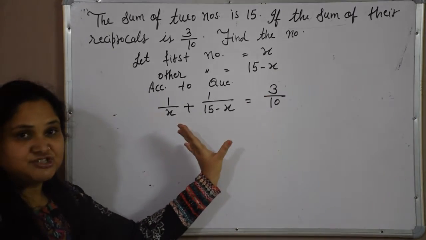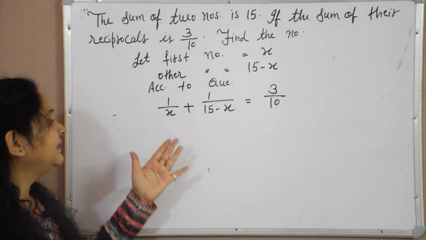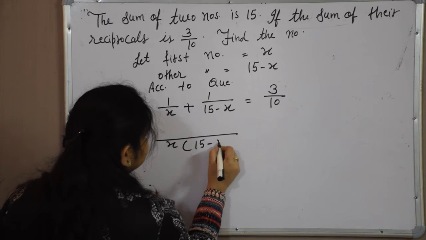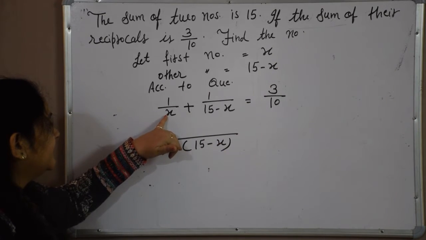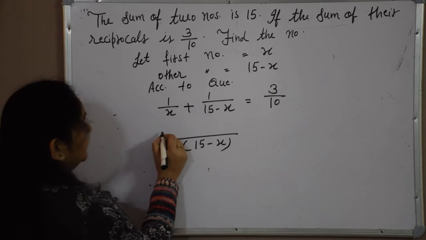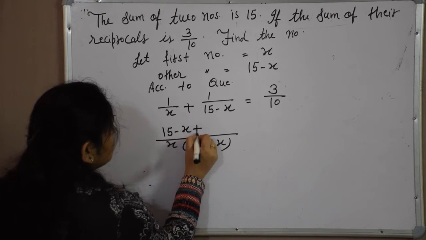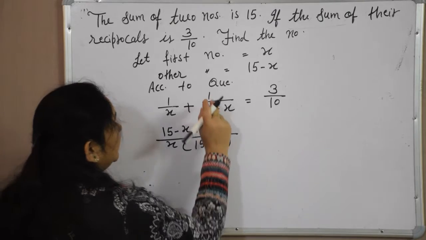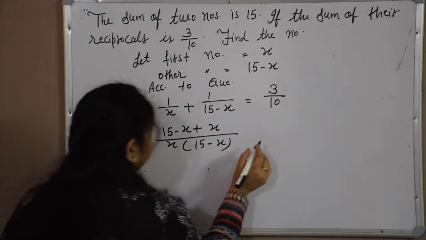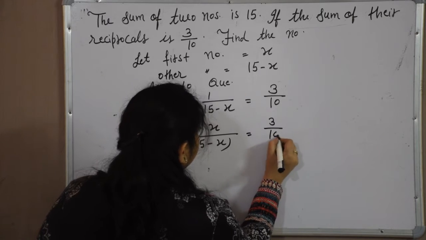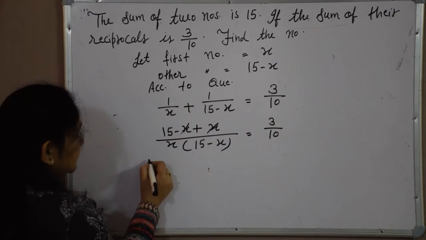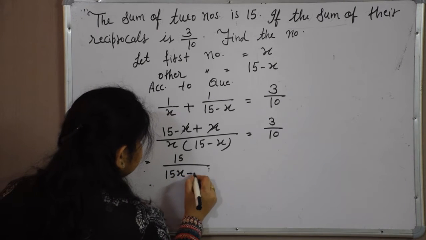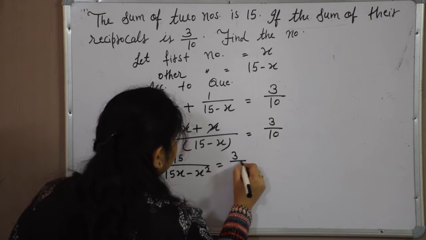Now we know it is a fraction, and how can we solve a fraction? By taking the LCM. So x into 15 minus x, this is their LCM. When we divide by this, we get 15 minus x, 1 into 15 minus x, plus. Now divide with 15 minus x, we have x, and x we multiply with this 1, we get again x, equals 3 by 10. X and x get cancelled, we are left with 15 upon 15x minus x square equals 3 by 10.